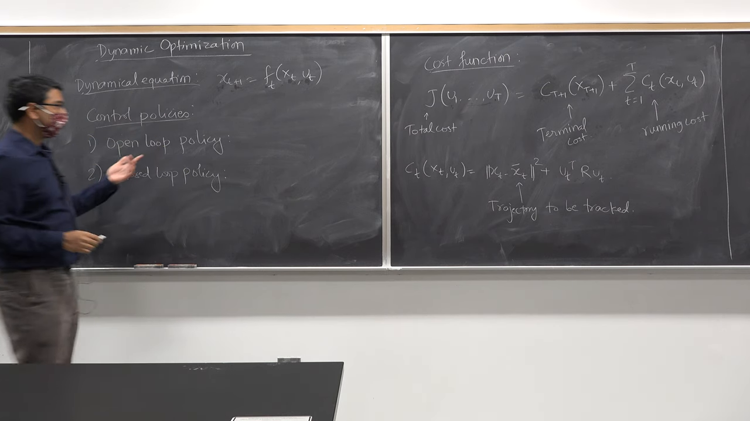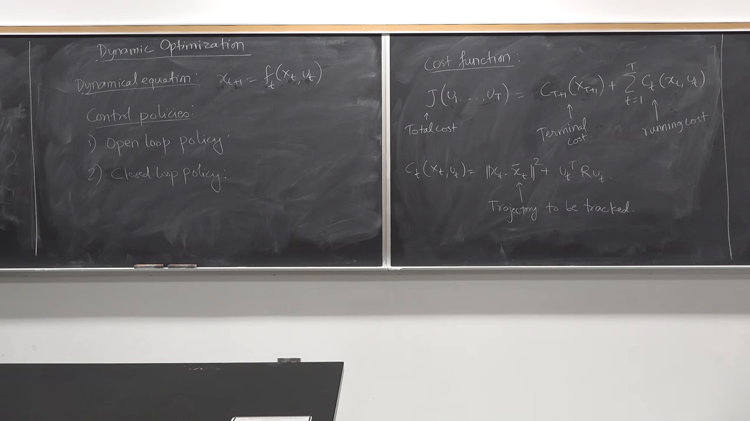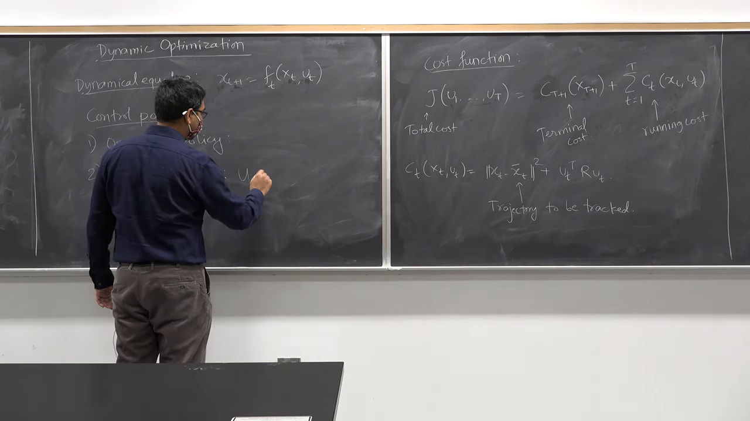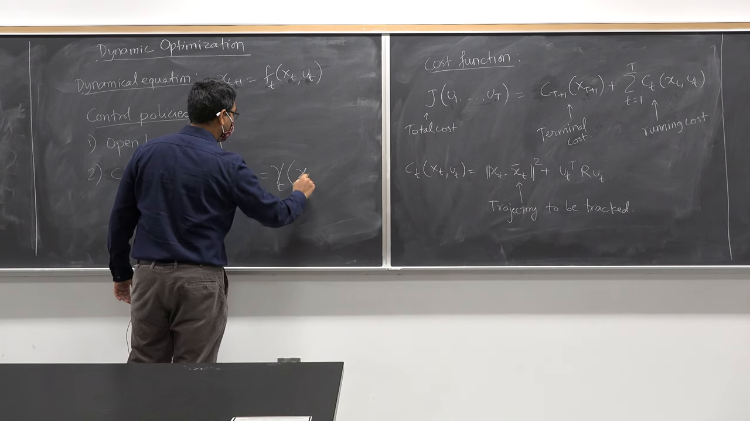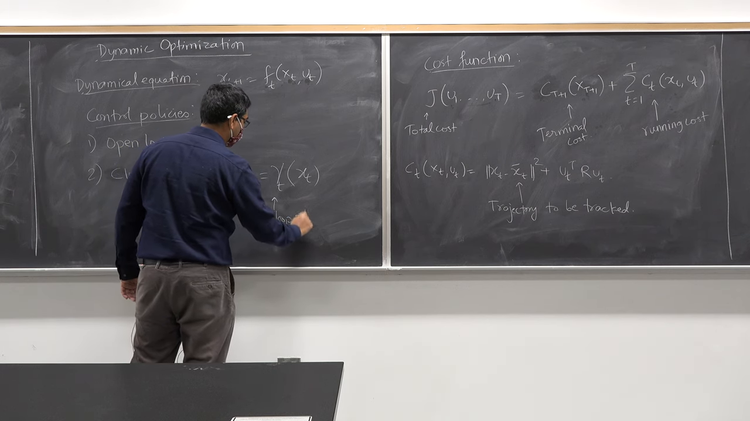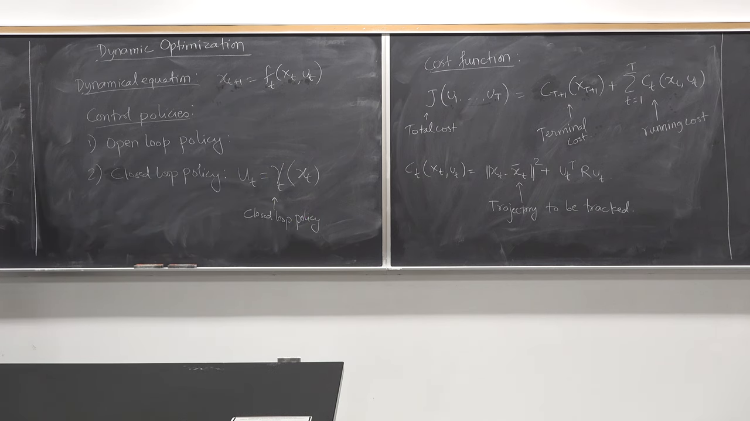So open loop policy is defined as the policy where you pick a sequence of actions and you don't care about what state you are in. Okay, you have picked an action at the beginning of time. This is going to be my u1, this is going to be my u2, this is going to be my u3, and so on. And that's it. Once you have decided, you are just going to execute that sequence of actions. That's open loop policy. Closed loop policy, on the other hand, says that u_t should be a function of x_t, and this is the closed loop policy. Gamma_t is a closed loop policy.